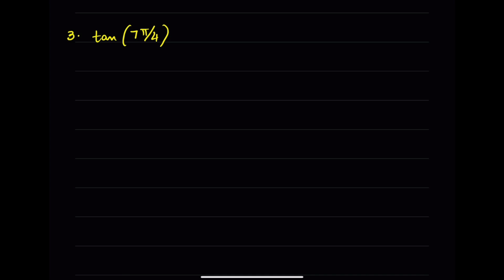Now let's try to find the value of tan of 7 pi by 4. So let us change this to degrees. This 7 times 45 is 315 degrees. So 315 is in the fourth quadrant.